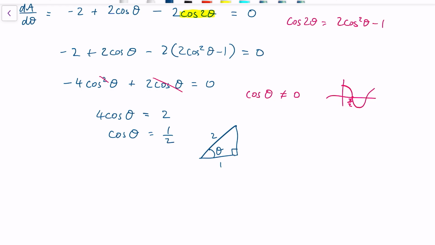So this number here will be the square root of 3, and therefore sine theta is equal to root 3 over 2, which is the height of the chord that minimises the area shown. Awesome. Catch you in the next one.